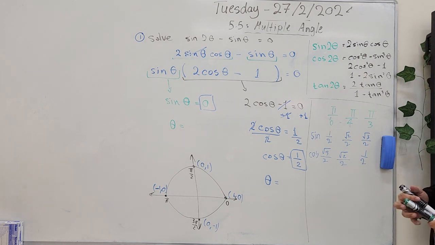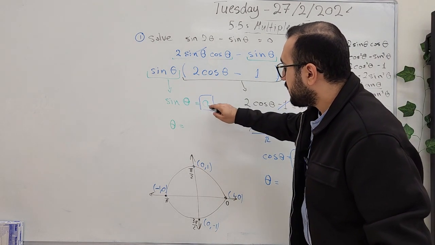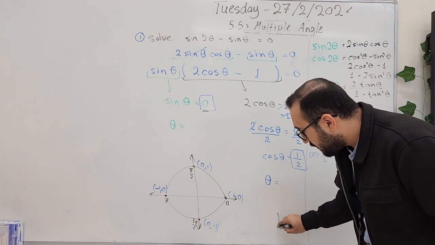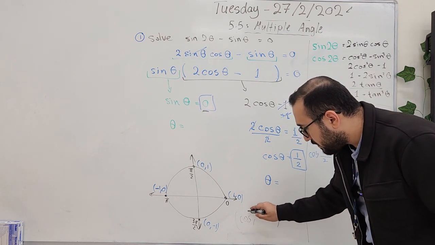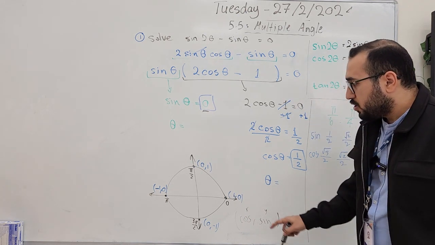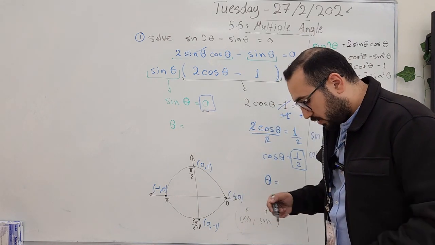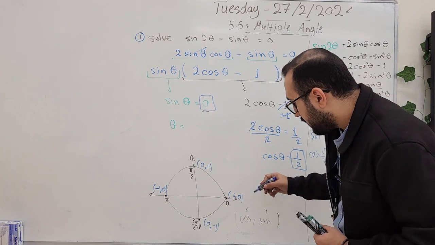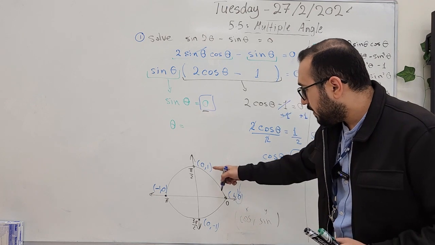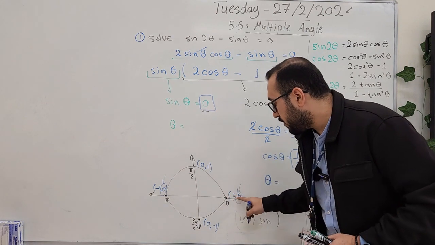If you check the question, it's saying sine theta is equal to 0. So when sine is equal to 0, we know that the x coordinate is cosine and the y coordinate is sine. So where is sine 0 on the y coordinate? It's here. Here sine is equal to 0, here sine is equal to 1, and here sine is equal to 0. So as you can see, I have 2 points where sine is equal to 0.